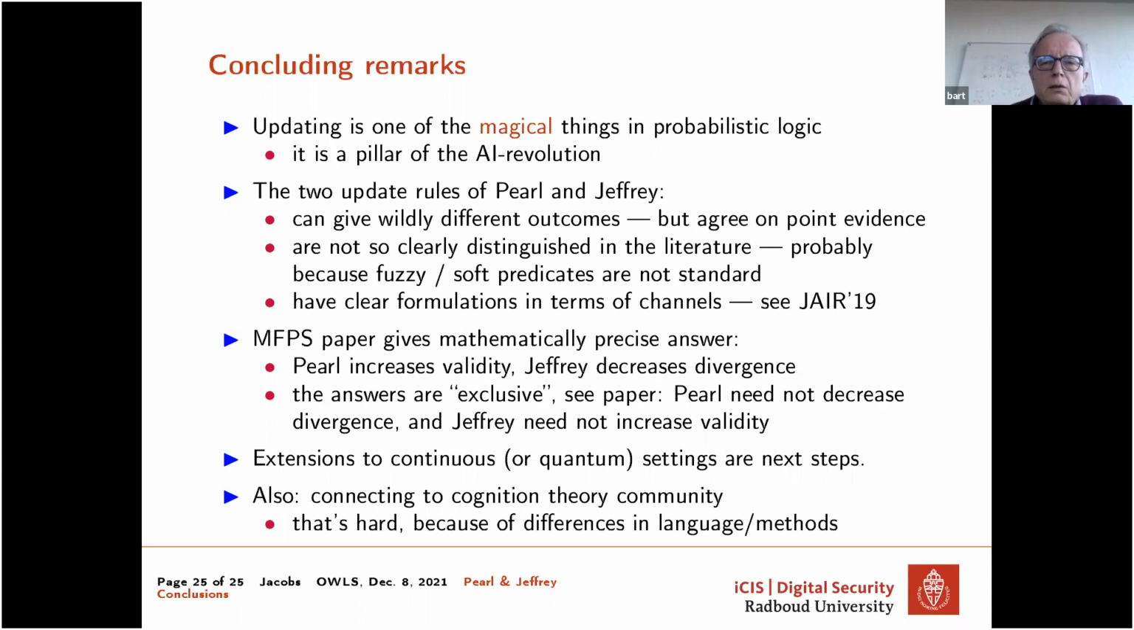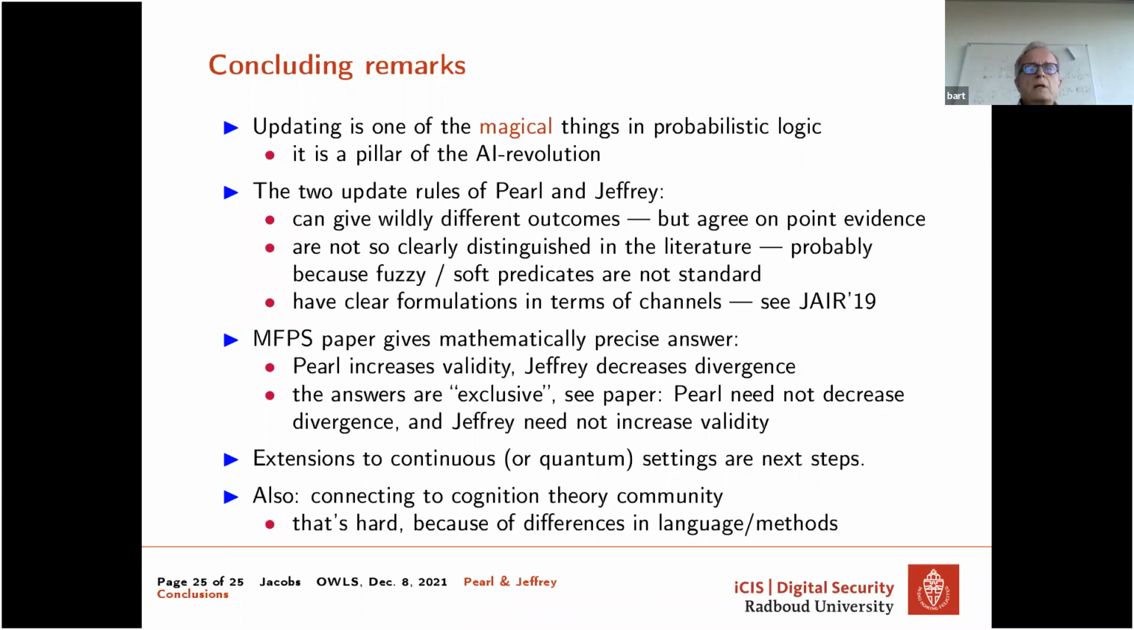So again, where am I on this slide? The Dyer paper formulates the two rules in a very clear form. At the time, I did not have this precise difference between increasing validity and decreasing divergence. That came later. It should have been in the same paper, but progress is slow.